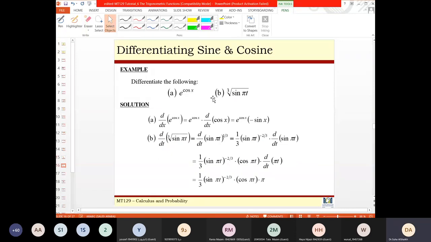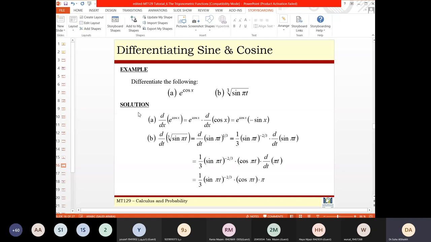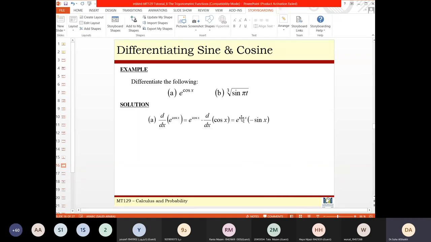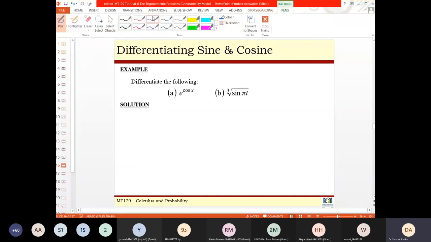So here we have differentiate. In the final, when they give you differentiation, they won't give you differentiation of x square or whatever basic thing. It's going to be something like this. Differentiate the following function. The first one is exponential, I have to find d by dx of e to the power of cosine x.